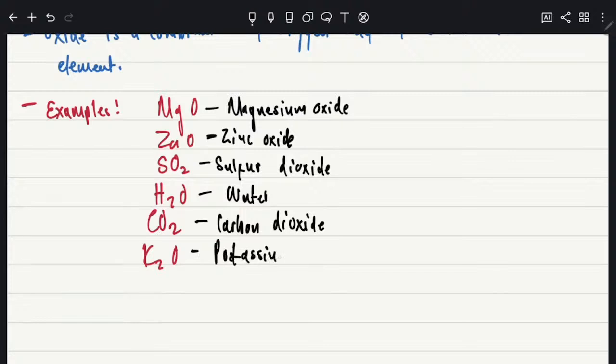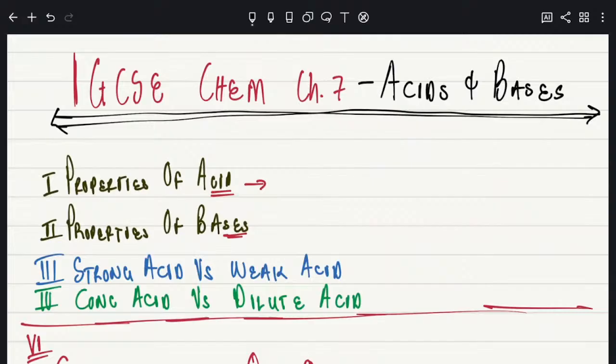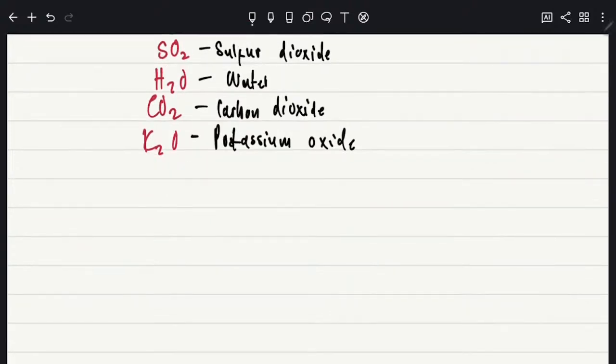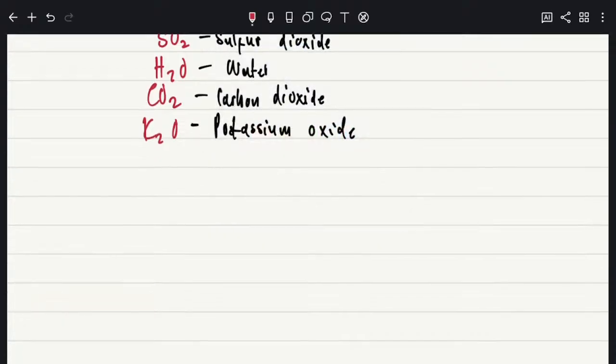Now, how do we know when the oxide is acidic? How do we know when the oxide is basic? How do we know when the oxide is amphoteric? So after doing all these, the reactions of acids and bases, and knowing what a strong acid and weak acid is, and dilute versus concentrated, the last thing I have to know is oxides. Yes! Are you sure, sir? Yes, I am. What should I know about oxides? We want to know which ones are acidic, which ones are basic, and which ones are amphoteric.